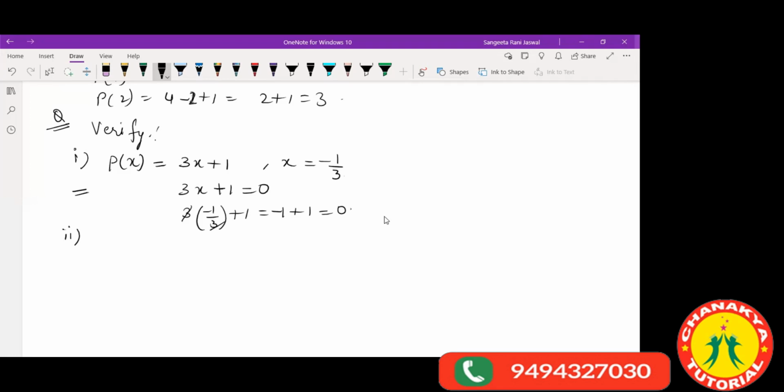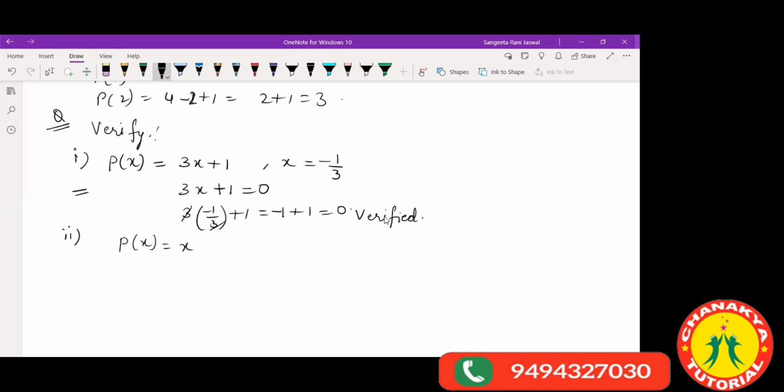In place of x, you just have to put the value of x here. If your equation becomes equal to 0, that means this value of x is the zero of the polynomial. It's verified now. I'll show you one more of this type, then I'll give you some questions to do.